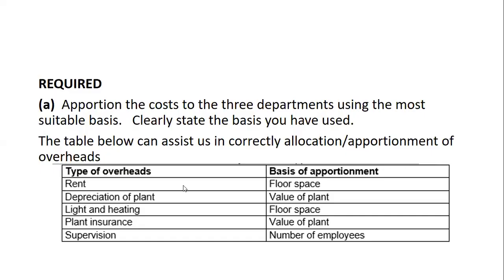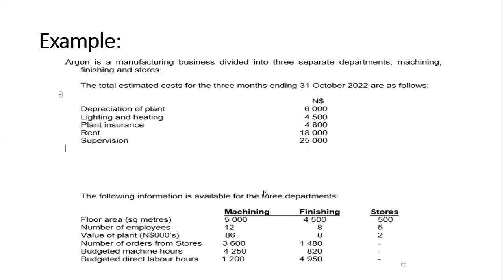Now, what you have to do is focus more on the basis of apportionment. We are using the value of plant. So you take the 86, add it with the 8, add it with the 2, and get the total. And that is 96. You see? Now, with our apportionment, it will be much easier.